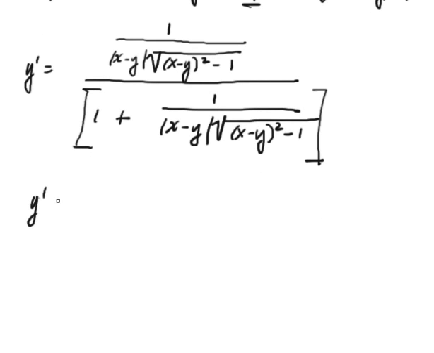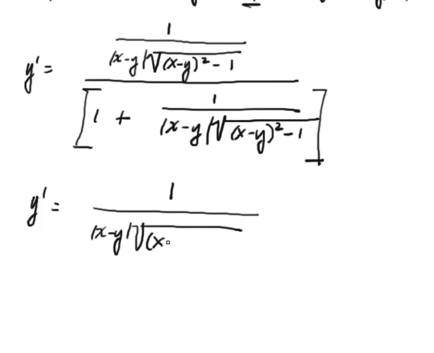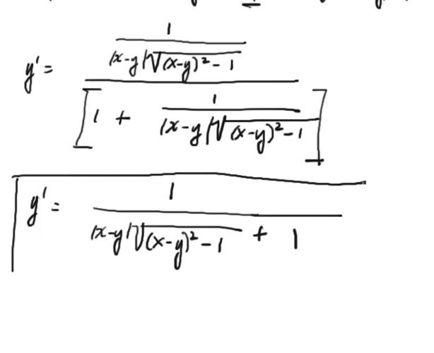Okay, so if we do that, multiplying by this denominator, on top we just have 1. In the denominator we have here absolute value x minus y times the square root of x minus y squared minus 1, plus, we multiply the second term by the denominator, so we have a plus 1 there. Okay, so that's a more compact expression for y prime.